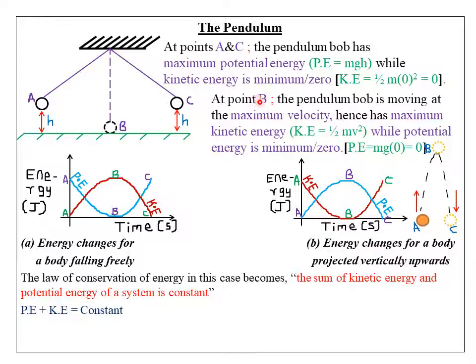However, at point B, the pendulum bob is moving at the maximum velocity. That is, remember, the bob is released from point A. It swings to point B, then to point C. So at point B, actually, the pendulum bob passes with the maximum velocity possible. So because at point B, the body has maximum velocity, and we know that kinetic energy is given by a half times mass of the body times the square of the velocity of that particular body, it means that when the velocity is maximum, kinetic energy will just take half of the mass times the square of that maximum velocity. So whenever the velocity of the body is maximum, that one simply means the kinetic energy of the body is also maximum.